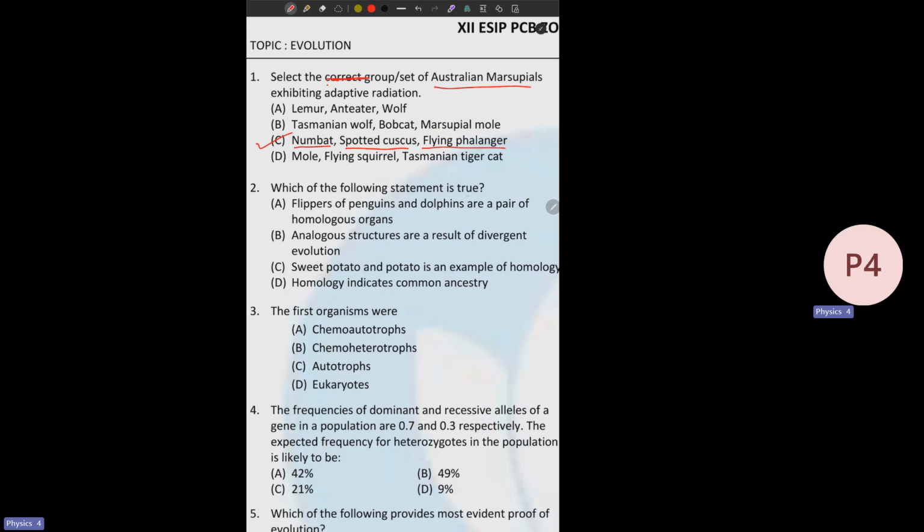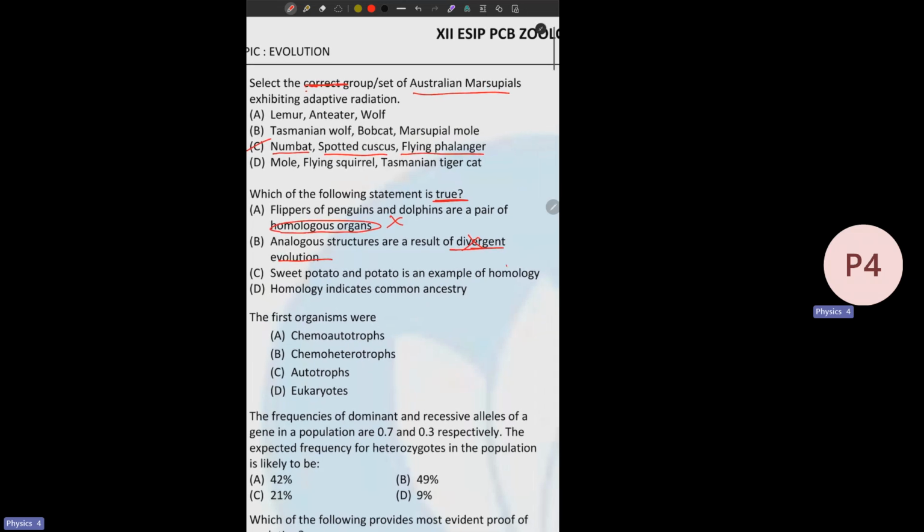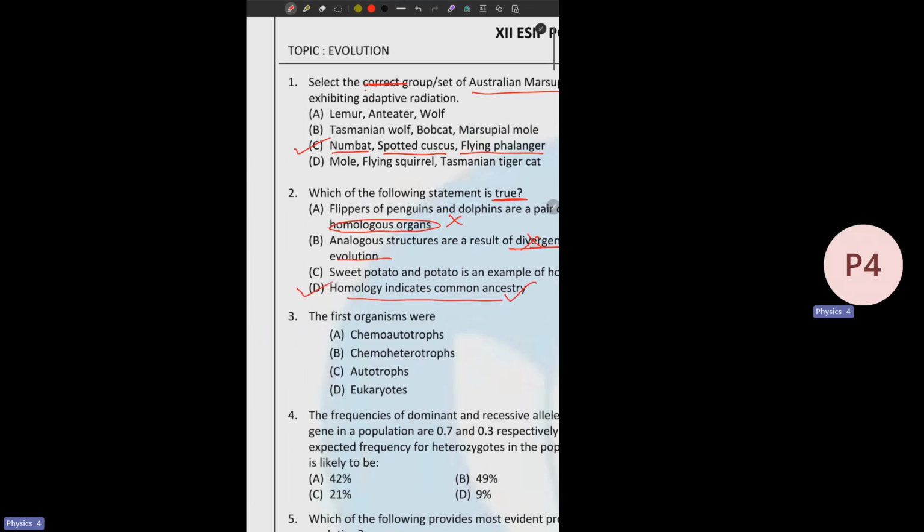Next, which of the following statements is true? Let's see. Flippers of penguins and dolphins are a pair of homologous organs. No. Analogous structures are a result of divergent evolution. No. Sweet potato and potato is an example of homology. Again, no. Homology indicates common ancestry. Yes, it's correct. So the correct answer is D.